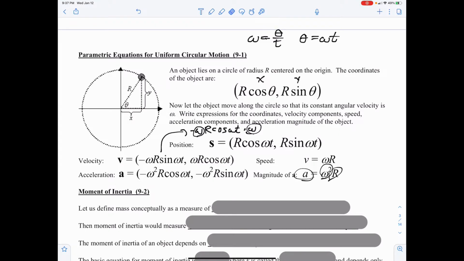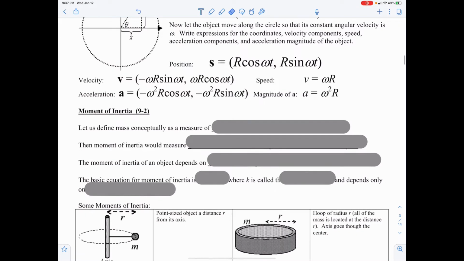And you can see I get negative omega squared r cosine omega t and negative omega squared r sine omega t. So you don't have to memorize these. All you have to do is work from a basic idea here and make sure that you know that, of course, the derivative of position is velocity, the derivative of velocity is acceleration. And that will help you be able to essentially derive if you need to.